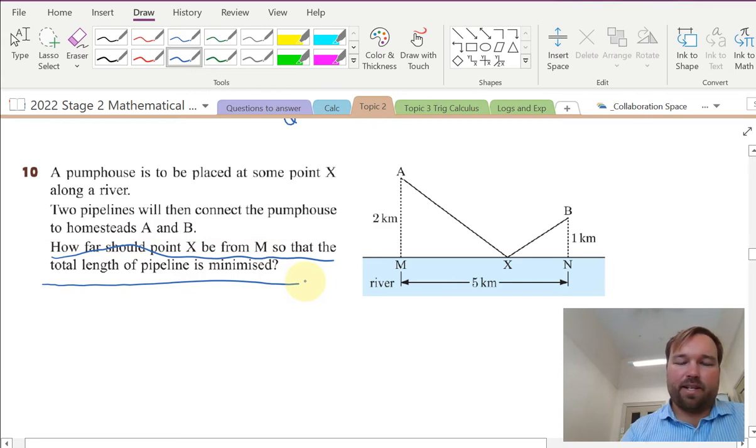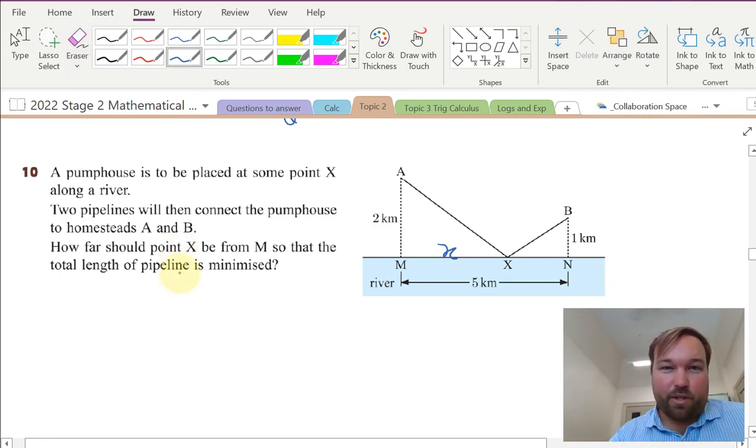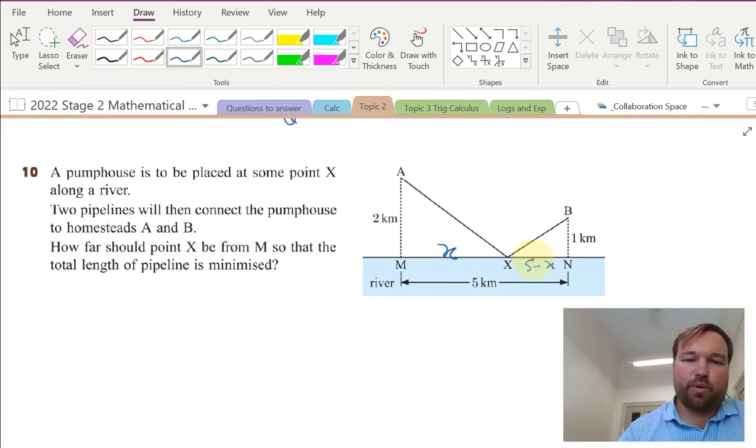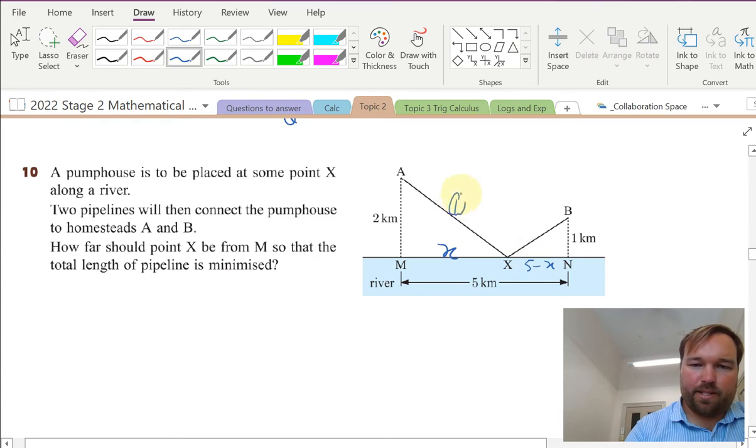Okay, the fact they've asked the distance X from M means I'm just going to let that be X. That means that when I find my solution for X, I've actually got the answer. This portion here then is 5 take X. If X was 3, that would be 2. Right, you don't know. Alright, so our total pipeline is this length plus that length.